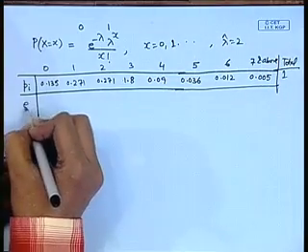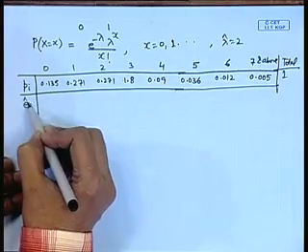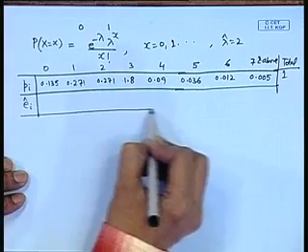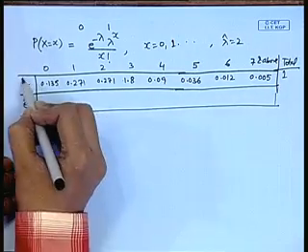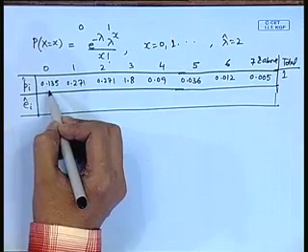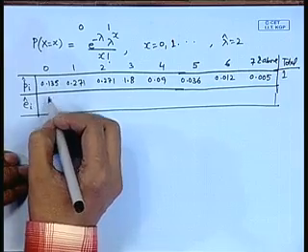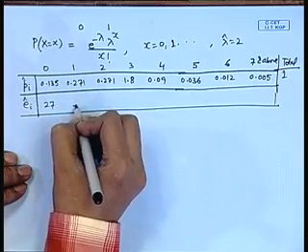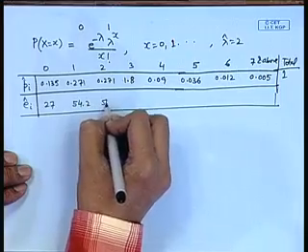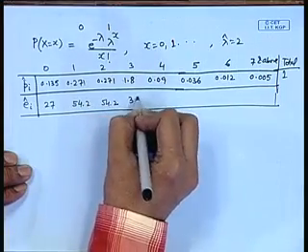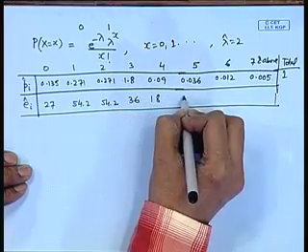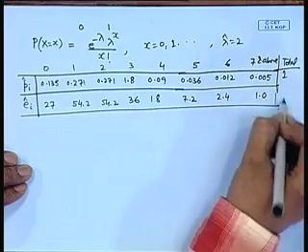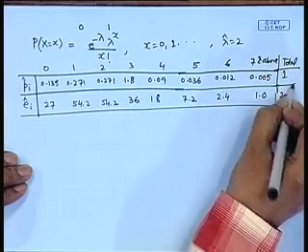So, now the expected frequencies, the estimate of the expected frequencies can be calculated by multiplying by 200 here. So, we will get it as 27, 54.2, 36, 18, 7.2, 2.4 and 1.0. The total is 200.